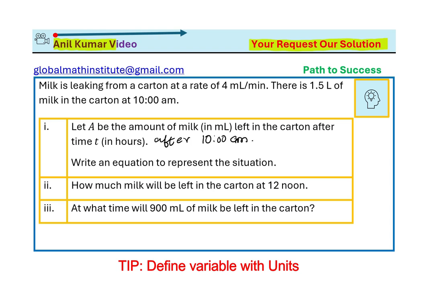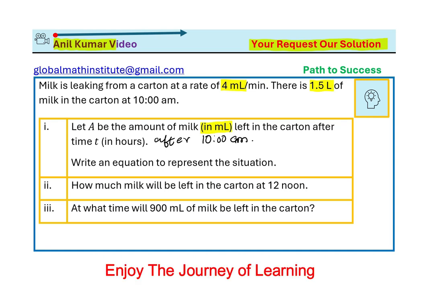Perfect. So when you define a variable, it is good to define it along with the units. It is key in this particular case since we are given the carton with 1.5 liters of milk and the rate as 4 milliliter per minute. Therefore, converting them in one unit makes a lot of sense. So in this case, we need to write an equation to represent this situation. That is to say, how much milk will be left at any instance of time.